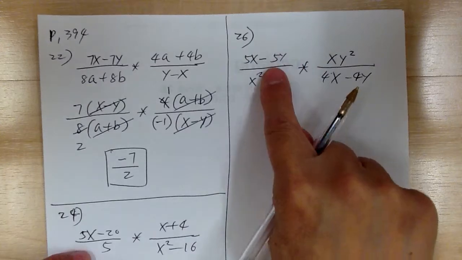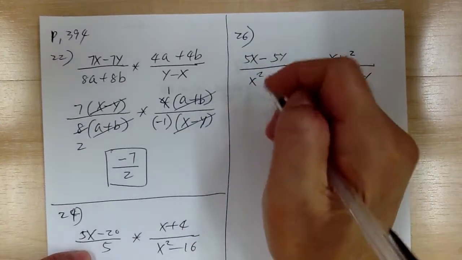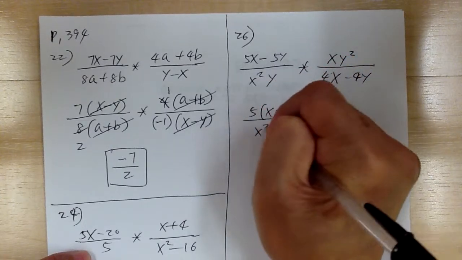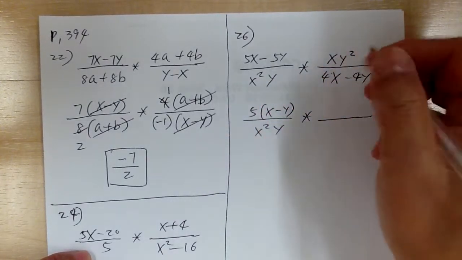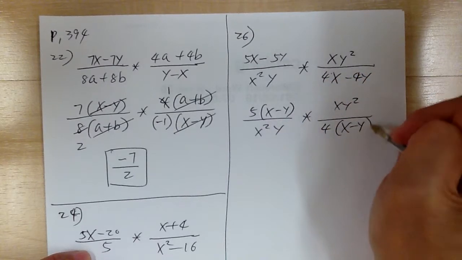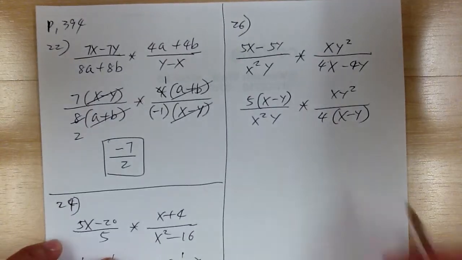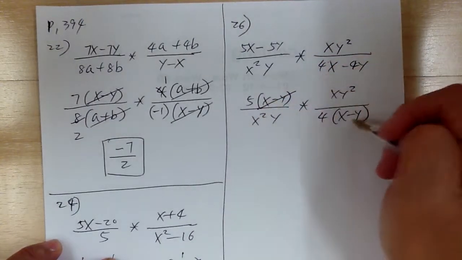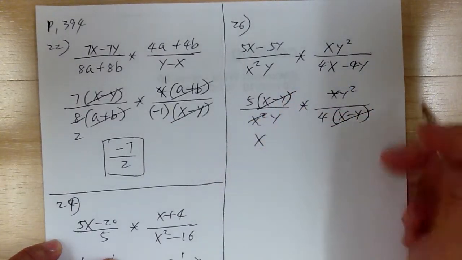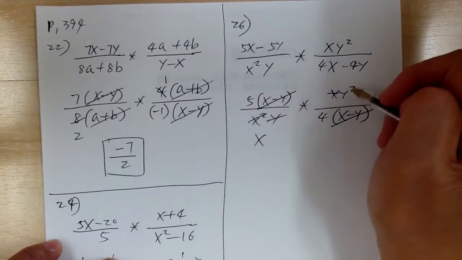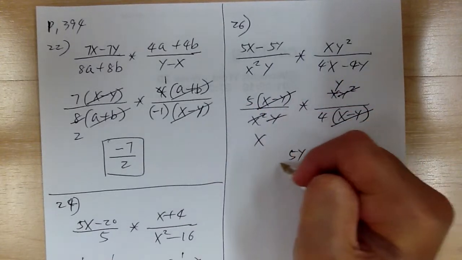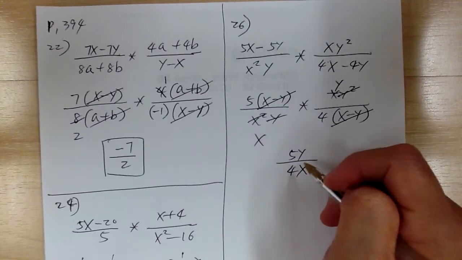Okay, so again, factor, right? Subtraction means you have to do factoring. So factor out the 5. This one, leave it alone. This one you can factor out the 4. Now you can start to do cancelling. So x minus y cancels out. The x and x squared, when you cancel out, you're going to get x left over. The y and y squared, when you cancel out, you're going to get y left over. So on the top, you're going to get 5y. On the bottom, you're going to get 4x.